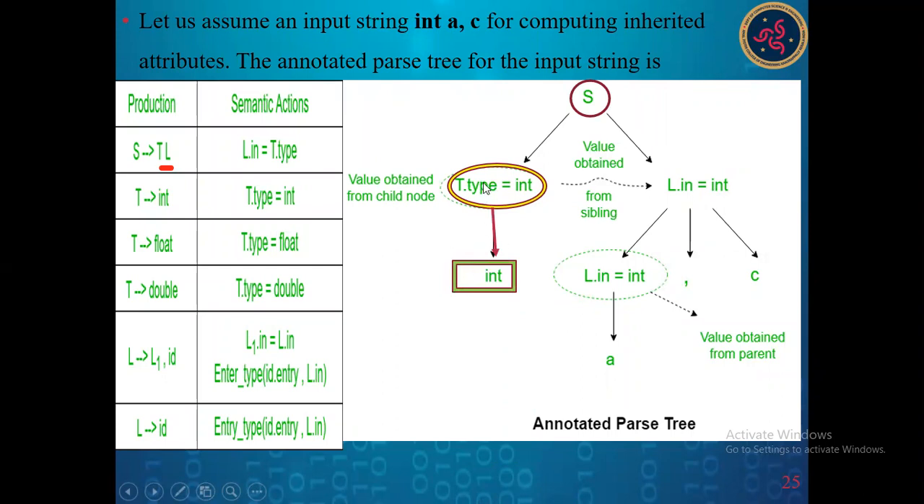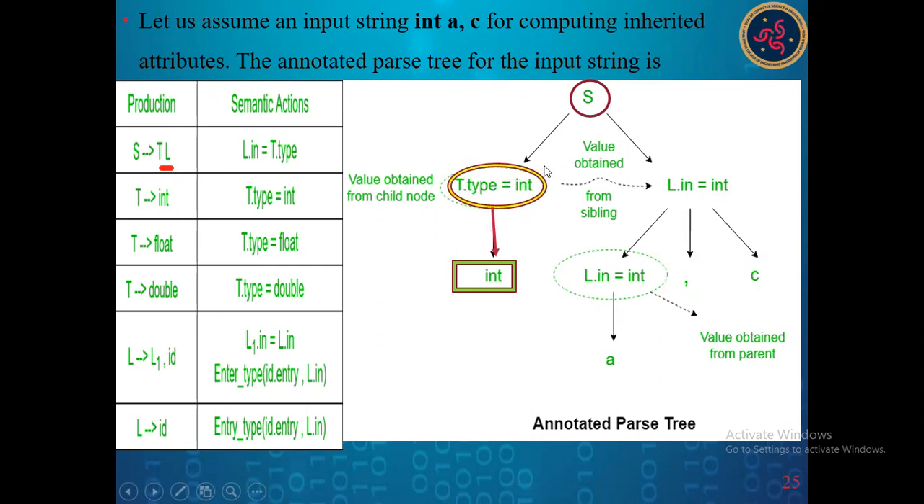Initially T will be having no values. Again I am taking the second production, that is T gives int. Therefore, int will be the leaf node here. So now I got a value for T dot type, right? Now the value of T dot type is equal to int.